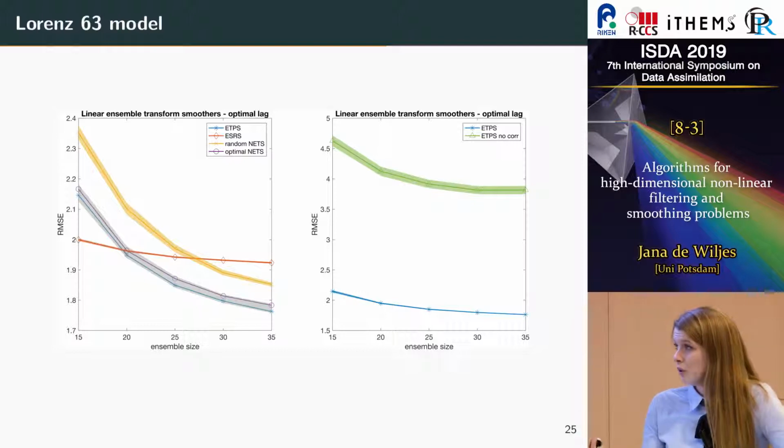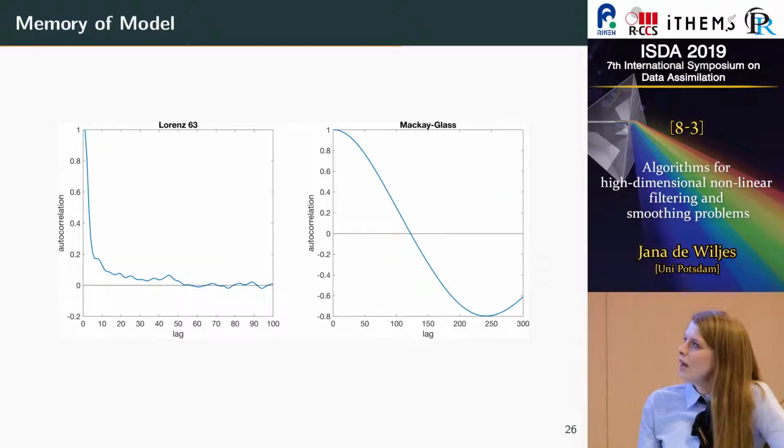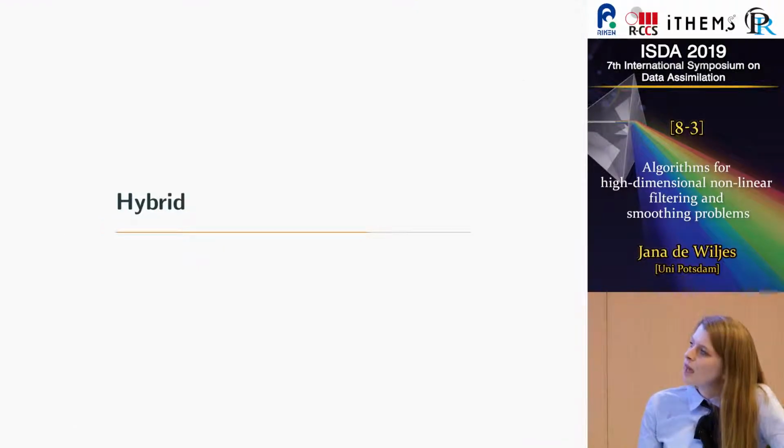Unfortunately, I cannot go into the details, but smoothers such as the NETS can also be significantly improved by using a rotation, which you can always add to this correction term. Then we looked at some models with memory, and there the results also looked really nice.